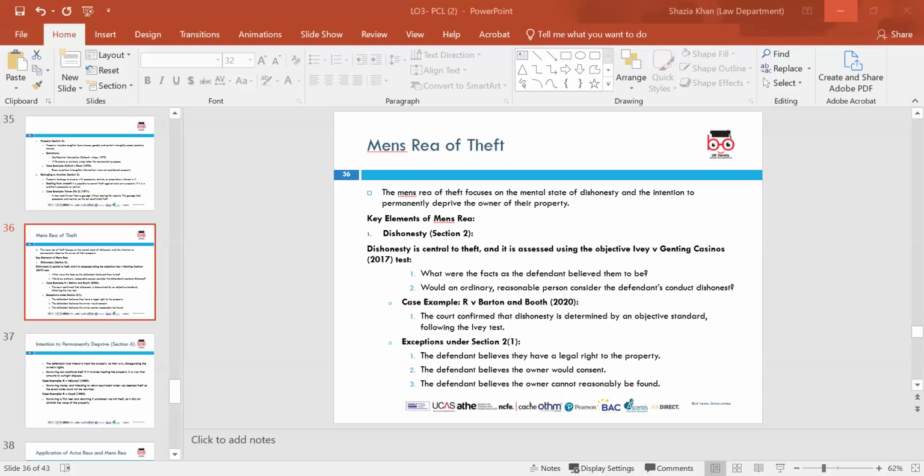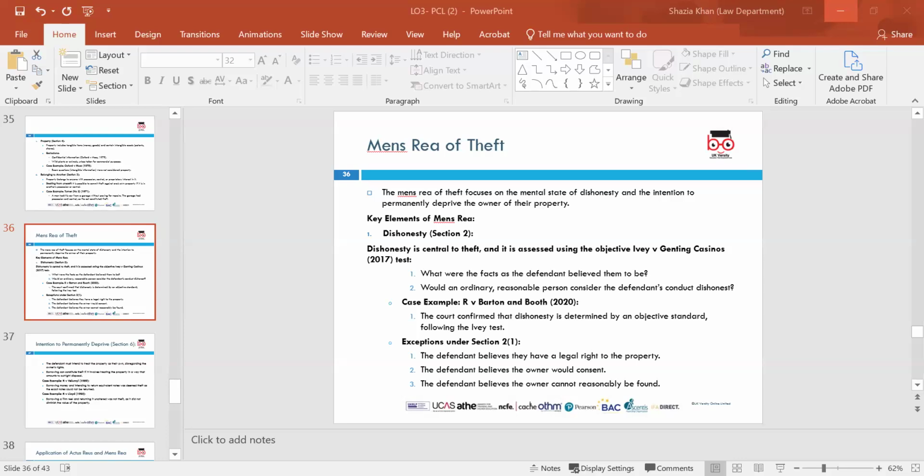A really important case in regards to that is the case of R v Barton and Booth 2020, where the court confirmed that dishonesty is determined by an objective standard following the Ivey test. The Ivey v Genting Casinos 2017 case established the dishonesty test for theft. The Ivey test replaced the Ghosh test from R v Ghosh 1982.